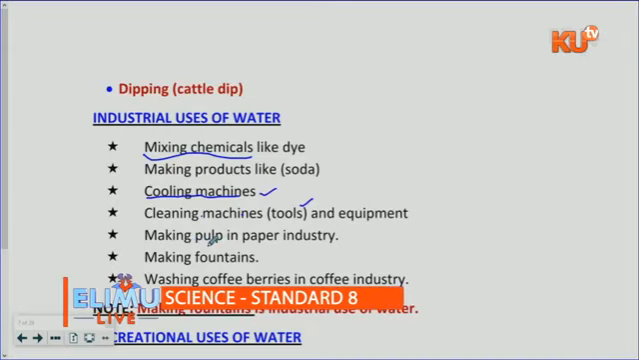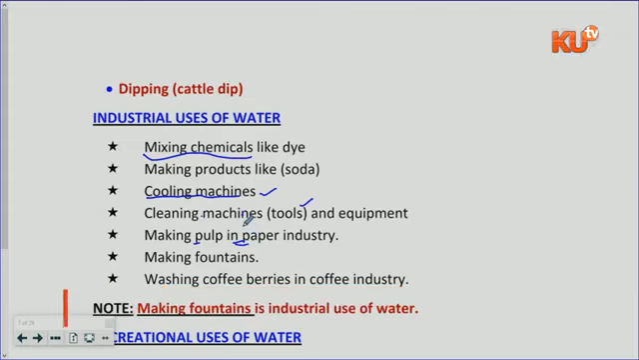Another use of water we learned about in class 4 is making pulp. Pulp is made in a paper industry. You can see pulp begins with the letter P. Paper industry begins with the letter P. So water is used in making pulp in what we call the paper industry. Unfortunately, Pan Paper was closed, but I believe it will be revived and many candidates can visit there and see how water is used to make pulp.